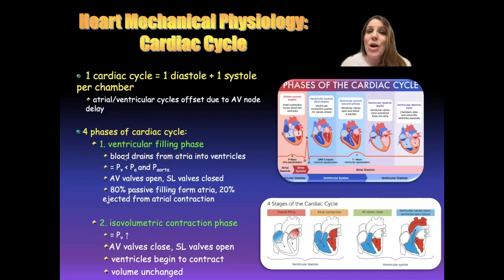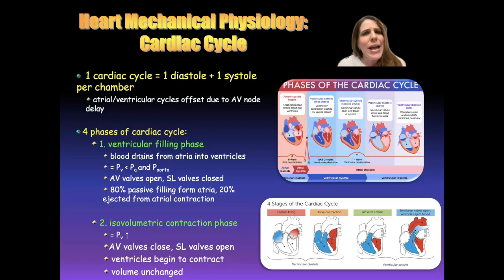The ventricles are filling. And of course, what are they filling with? They're filling with blood. And so this is when the atria have already filled and that blood is now getting heavy. It's putting pressure on the walls and the AV valves. And so eventually that blood is going to drain from the atria into the ventricles.